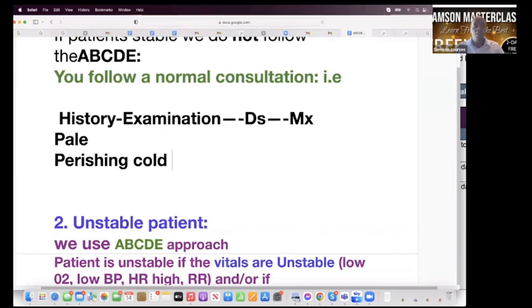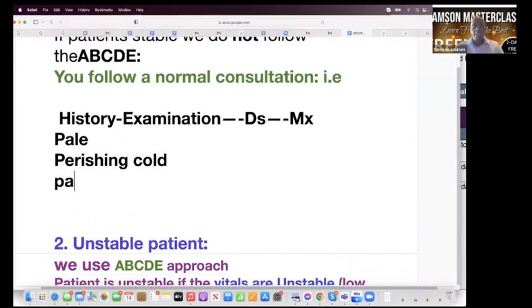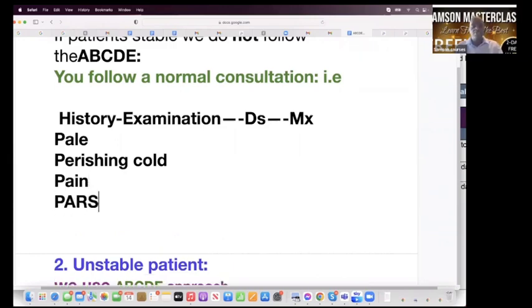So you can say there is no perishing cold. Do not make things up. It will be pale for you. If it's cold, it's cold, but usually the mannequin is not cold. So there is no perishing cold. Okay. The next is pain. So you have to palpate. And when you palpate, you're going to find there is pain in one of the legs, left leg or right leg.